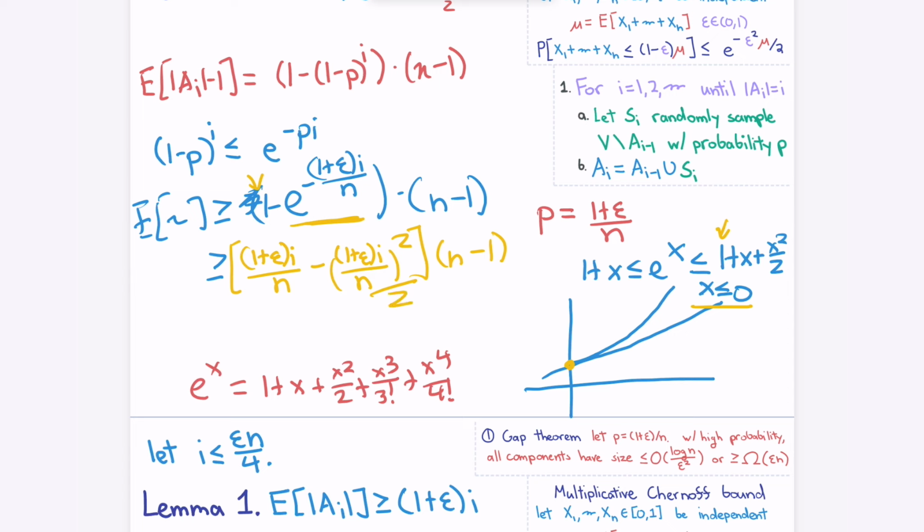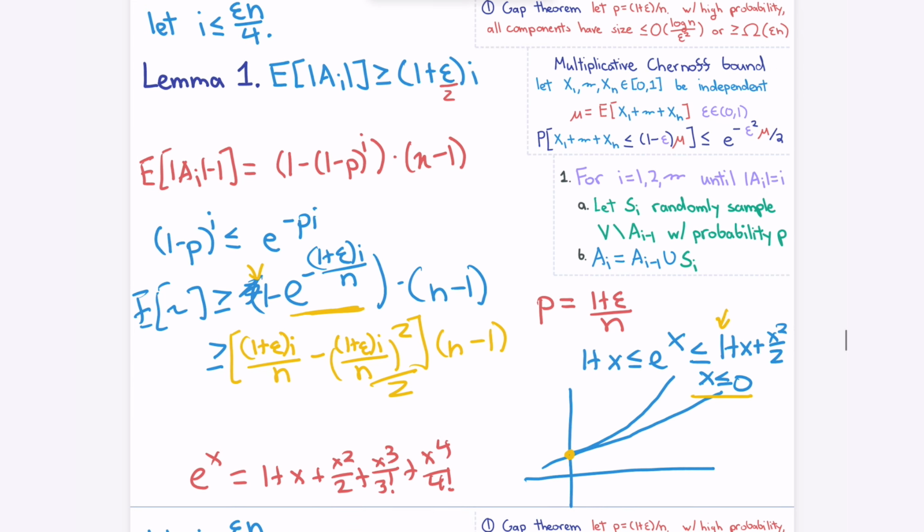It probably won't harm us either way. Did I get that? Yes. Okay. So the plus x squared over 2 became a minus here. I know my terrible handwriting isn't doing us any favors. But now let's look at this. We're only interested in the regime where i is pretty small, some epsilon fraction of n.